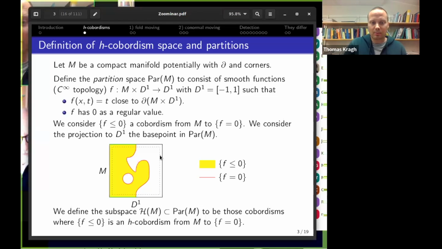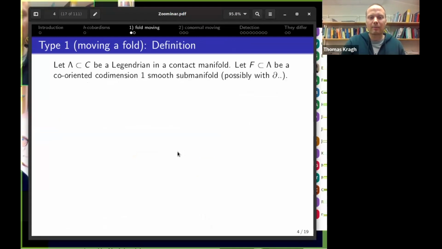Okay, so this is going to be pretty important for the rest of the talk, so maybe I should ask if there's any questions. These spaces will show up everywhere throughout. Good. So that's the spaces.